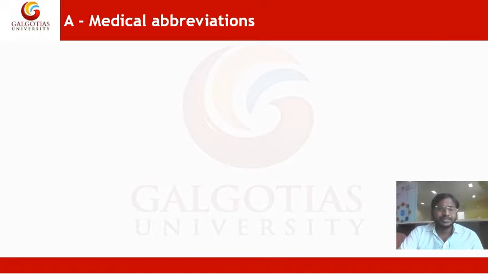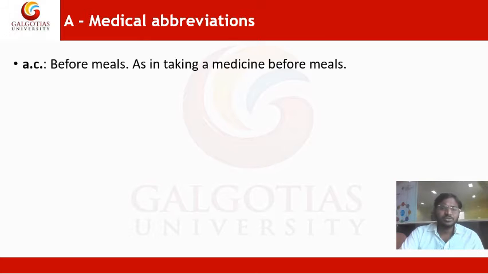Now we can see A-related medical observations. The first one, A.C. A.C. means the medicine should be taken before meals. When you ask the doctor, in the prescription they write a code like A.C.